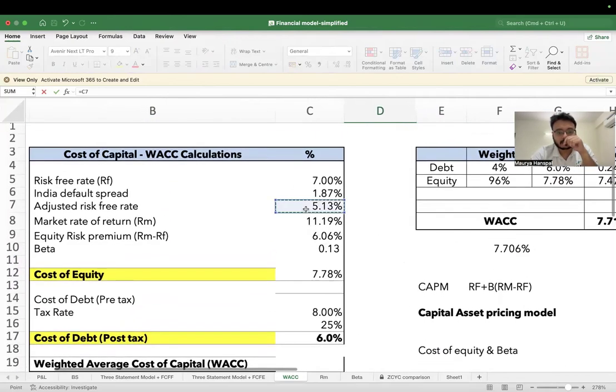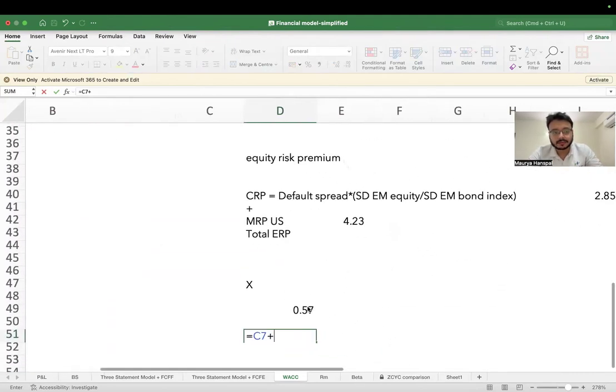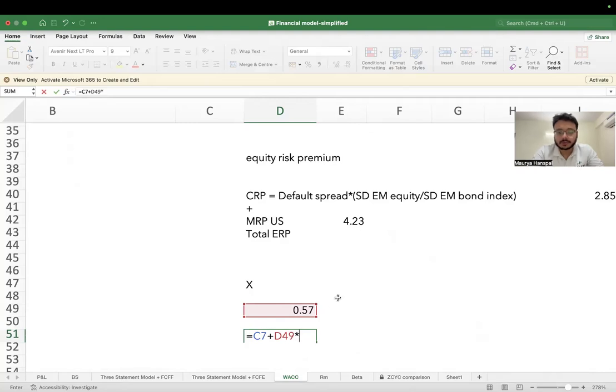The risk free rate plus this beta into 4.23. I can just separate this in a bracket and not add 2.85 like this. If you add this, it shall be double counting, right? Because the country risk premium has been included already in the risk free rate also. So we cannot do double counting. Separately, I can add this as 2.85.